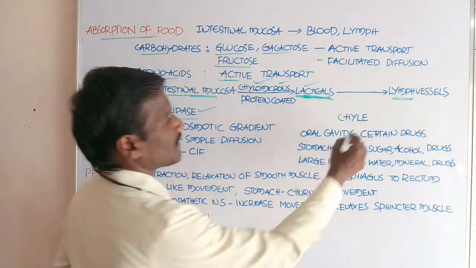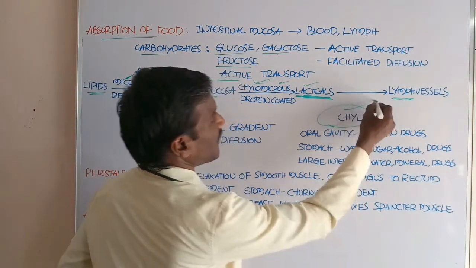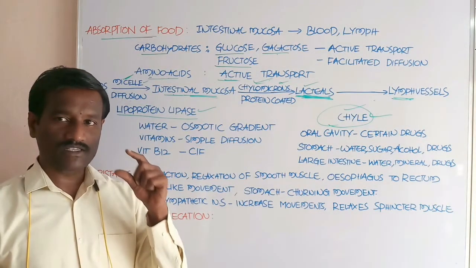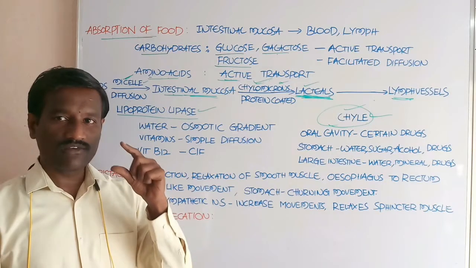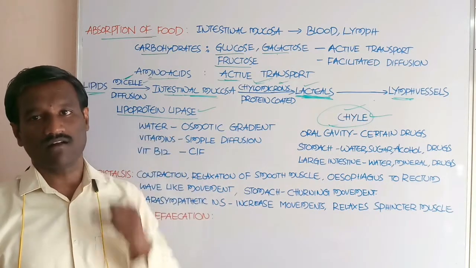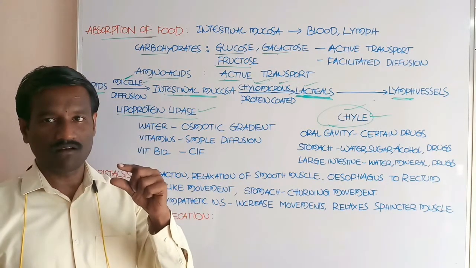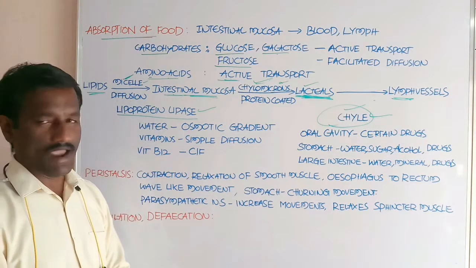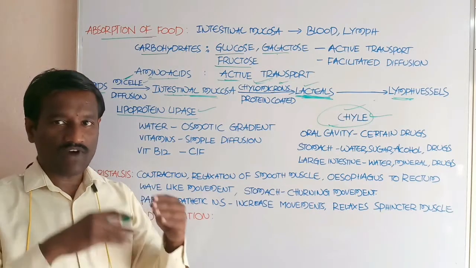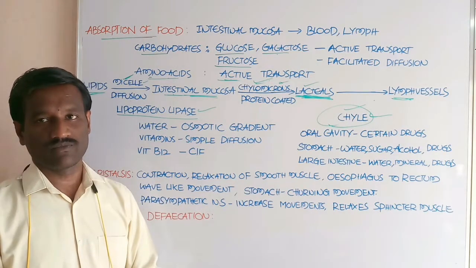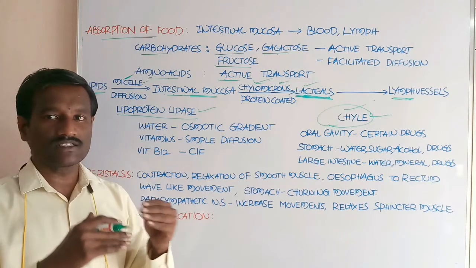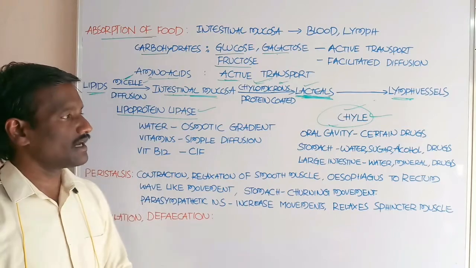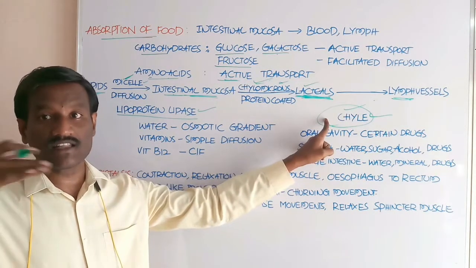And what about chyle? You know about chyle. Chyle is the emulsion of the lymph and the chylomicrons in the lymph vessels. It is a white fluid-like structure. It is the emulsion of lymph and chylomicrons present in the lacteal, called chyle.